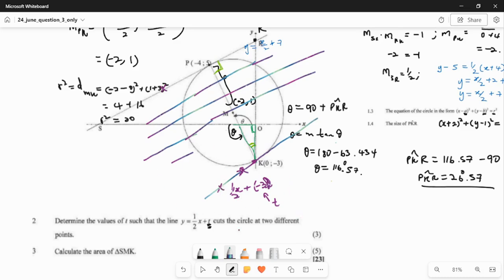So the simple solution is to say, as long as a function has that gradient of half, the value of t should be greater than -3, because once it's -3, that line is a tangent and it touches once. So that is why I'm not including -3. And the y-intercept of that line is given by +7, so t should be less than 7. So these values of t meet the requirement of this question.